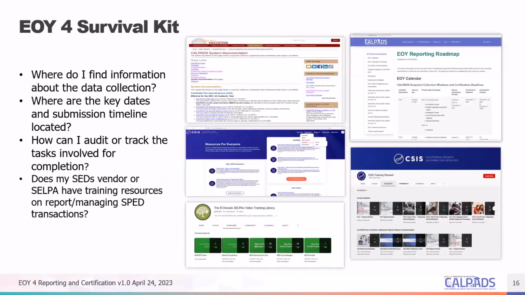And then Kyron was kind enough to create this end of year 4 survival kit. It just tells you real quickly where you can find a lot of the resources. We'll point to those shortly. Normally we would go to the YouTube site, the user manual, and the resource page, where you can get the training and look up the flash messages. Then Eldorado SELPA has a training video library, which is a great resource Kyron provided. Like I said, we'll point to that shortly.